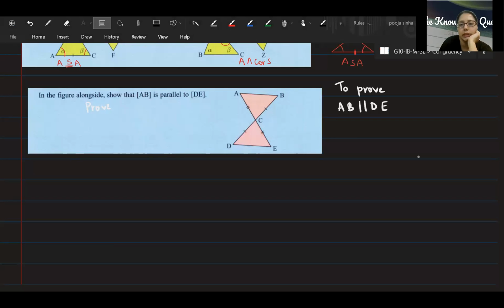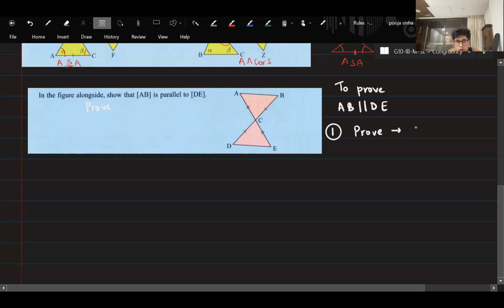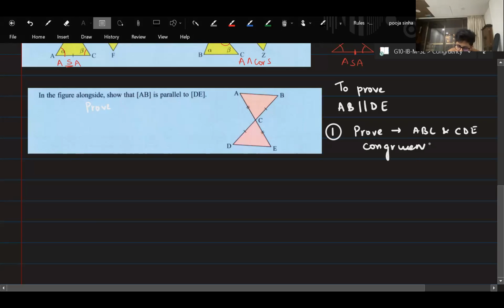How do I prove that AB is parallel to DE? To do that, my step one would be, I have to first prove what? That the triangles which are here, what are the triangles? ABC and CDE. I have to prove them congruent. Okay, let's try doing that.